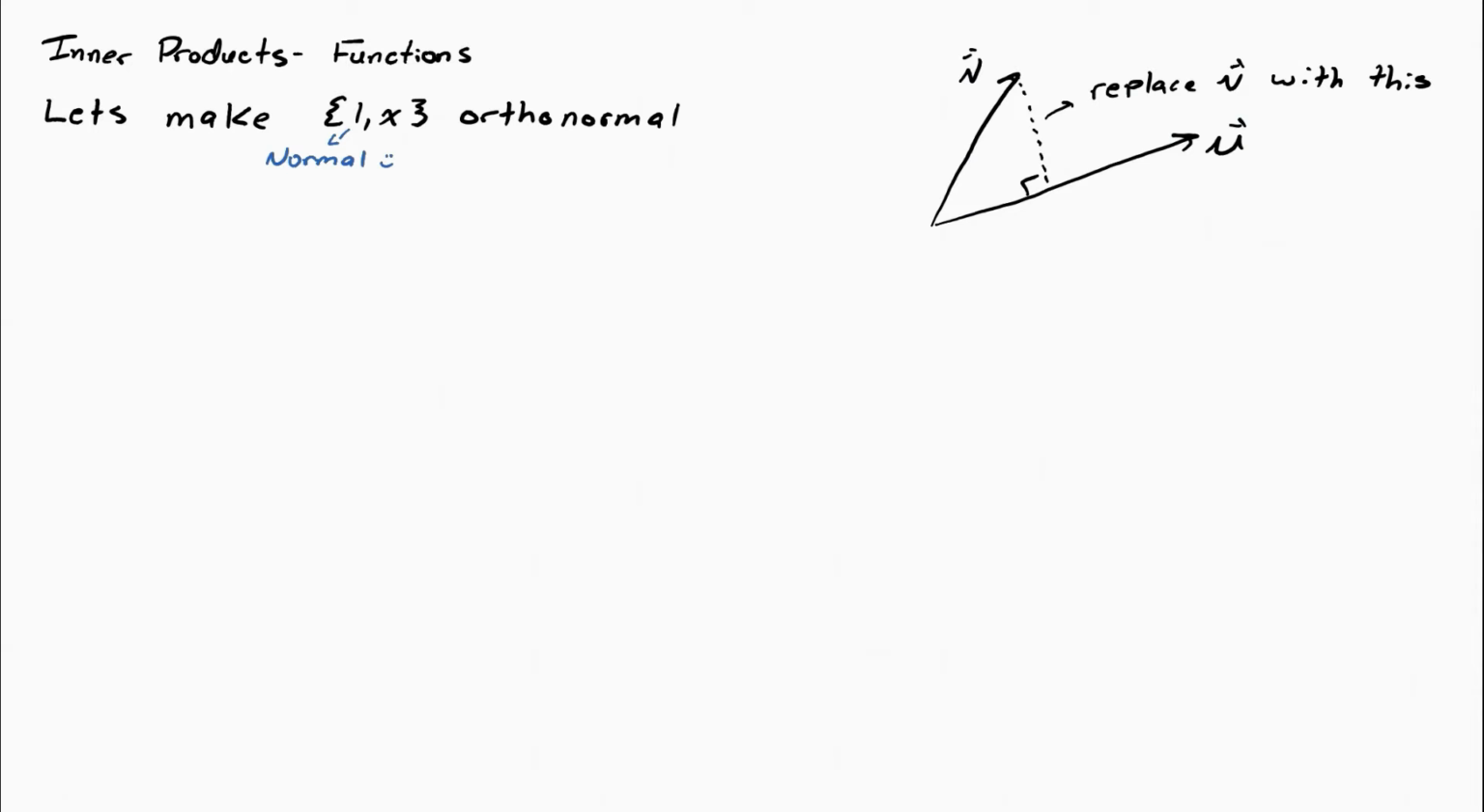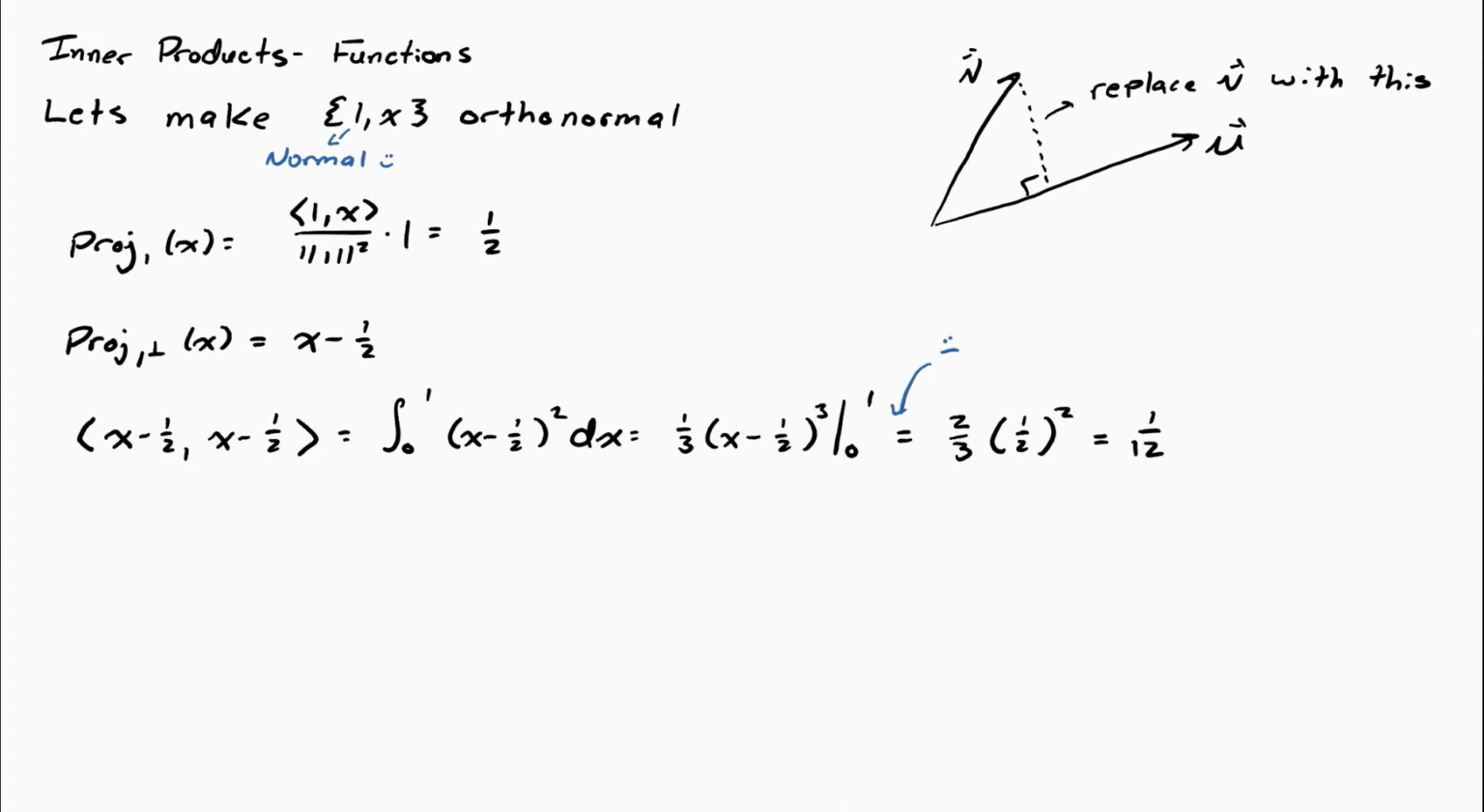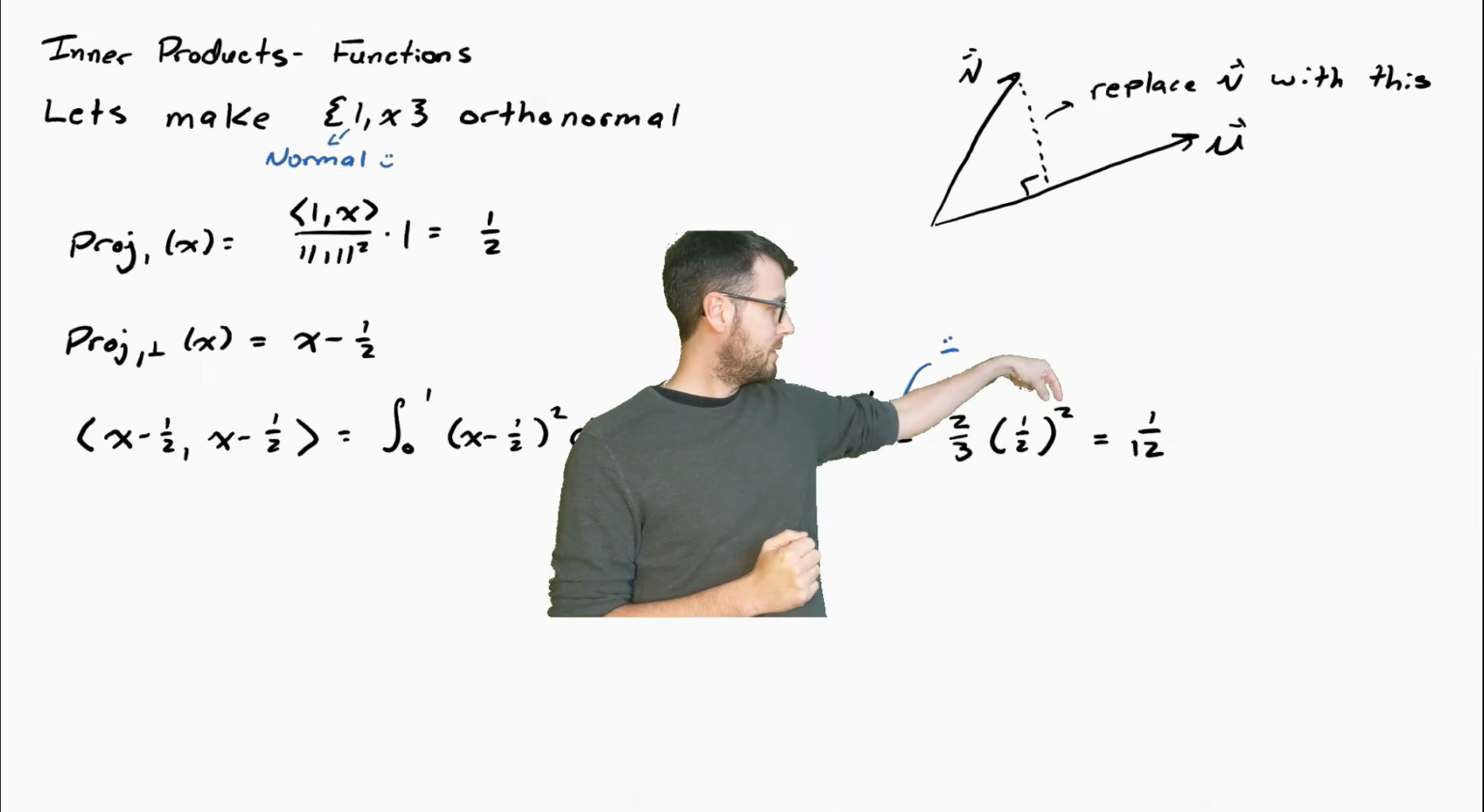Projections. Find the projection of x onto 1. The projection formula doesn't change at all, and this is 1/2. That means the orthogonal projection of x onto 1 is x minus 1/2. Of course, this needs to be a normal vector, so let's find the length. This will involve a tiny amount of calculus and a touch of algebra, but it turns out the inner product is 1/12.